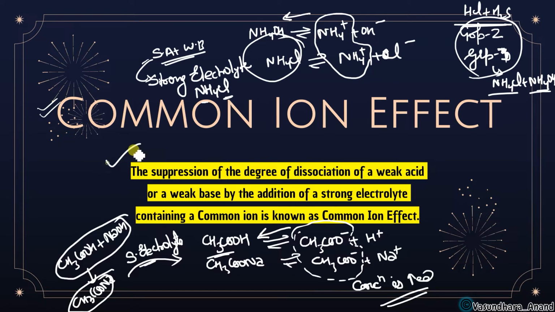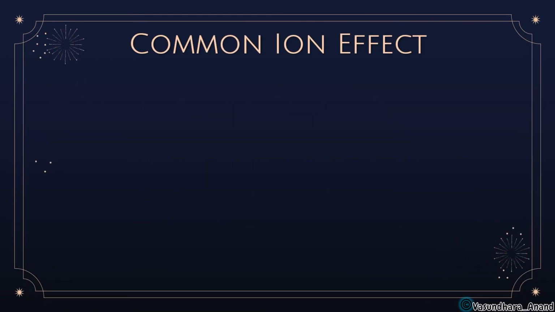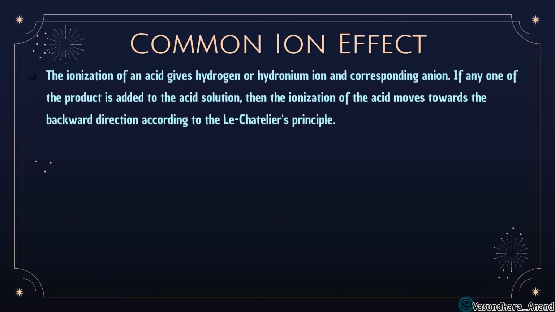Okay, so this is the common ion effect. What you are supposed to learn is the definition, and these two examples, for weak acid and for weak base, because its use is ahead as well. So this definition and these examples should be in your mind. Okay, now common ion effect, in continuation of this: the ionization of an acid gives hydrogen or hydronium ion and the corresponding anion. We know that, yes. If any one of the products is added to the acid solution, then the ionization of the acid moves towards the backward direction according to the Le Chatelier principle. We know that, yes or no?